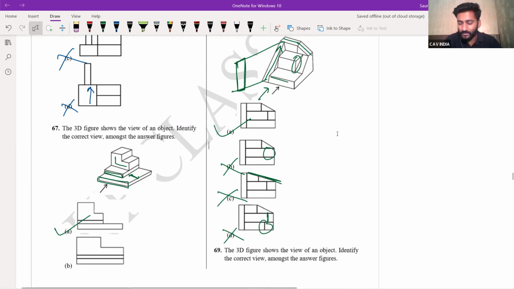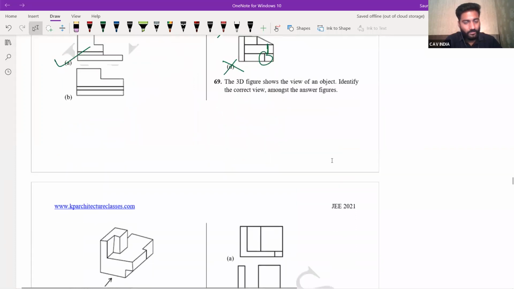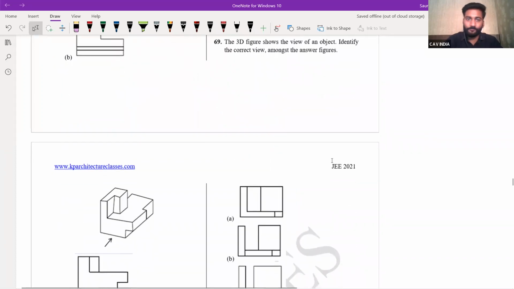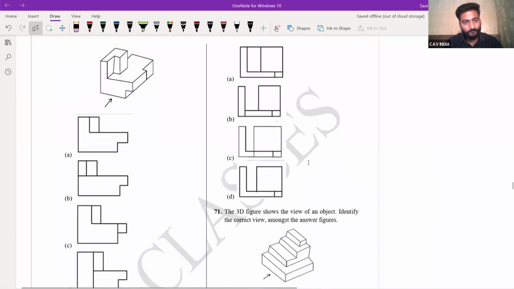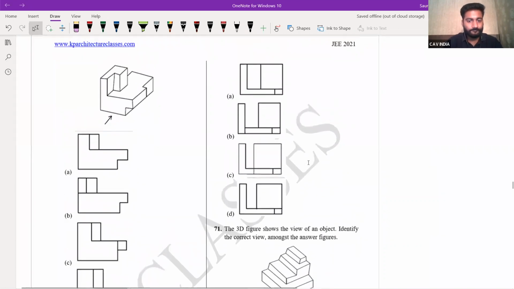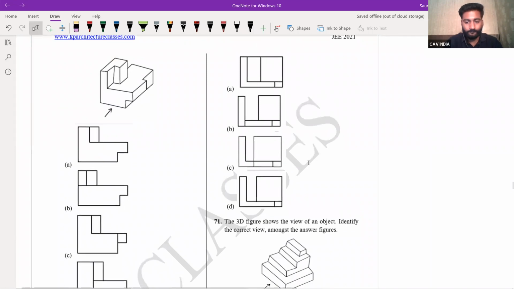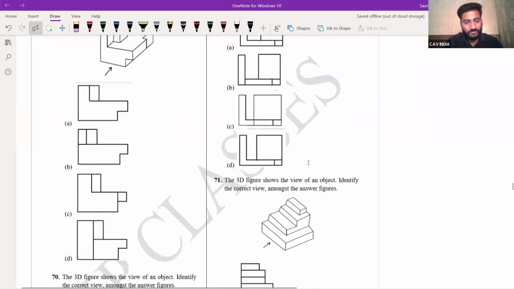If anyone has any doubt, they can ask. These are similar questions that you can solve with the same logic. Then we have, again, you need to identify the correct view among the answer figures. So we look at it from this side. Anyone? What's the answer?